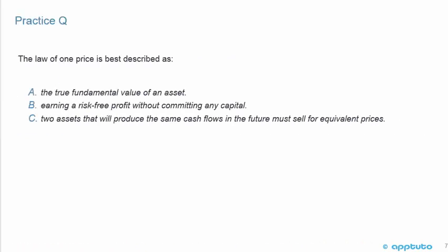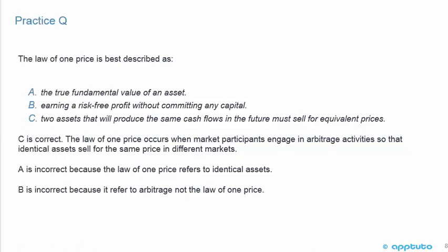Another quick question. The law of one price is best described as A, the true fundamental value of an asset, B, earning a risk-free profit without committing any capital, or C, two assets that will produce the same cash flows in the future must sell for equivalent prices. Again, I think a fairly easy one. The law of one price is best described as two assets that will produce the same cash flows in the future must sell for equivalent prices. Okay, the law of one price occurs when market participants engage in arbitrage activities so that identical assets sell for the same price in different markets.